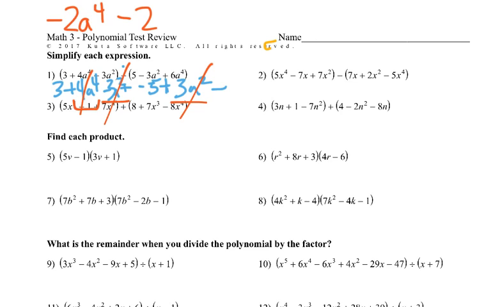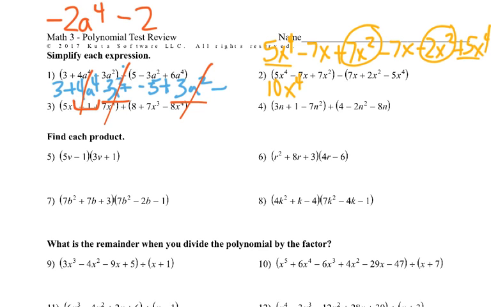Second one, same idea, so I get 5x to the 4th minus 7x plus 7x squared. Then minus 7x minus 2x squared as we apply that negative to everything, plus 5x to the 4th. So 5x, 5x, so we get 10x to the 4th. Then positive 7 minus 2x squared plus 5x squared. Then negative 7x, negative 7x, negative 14x.